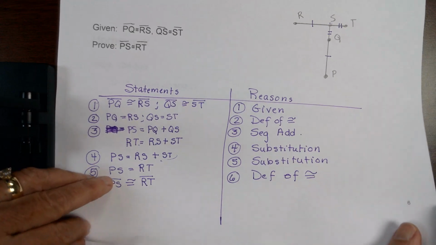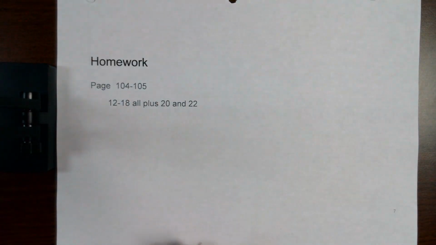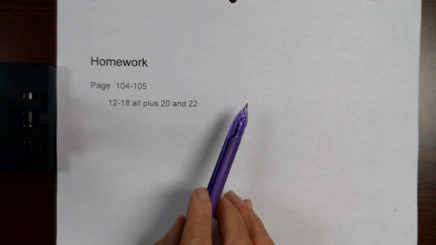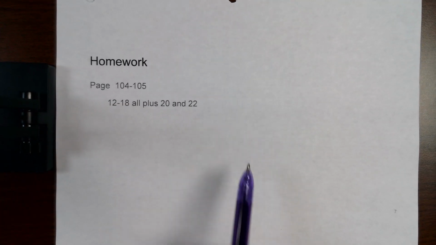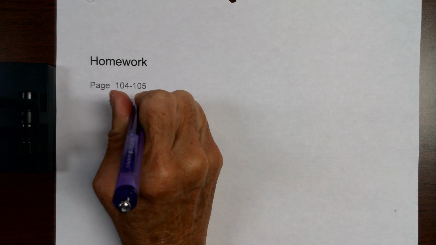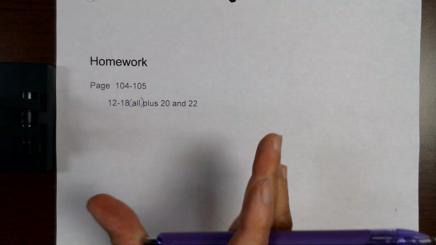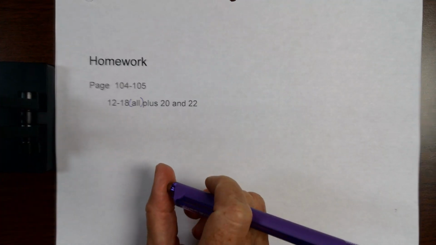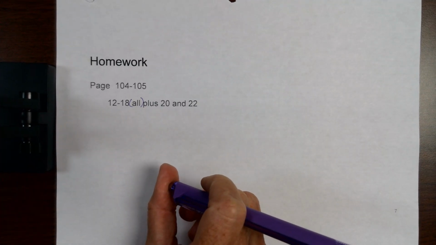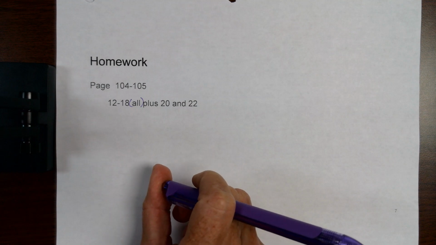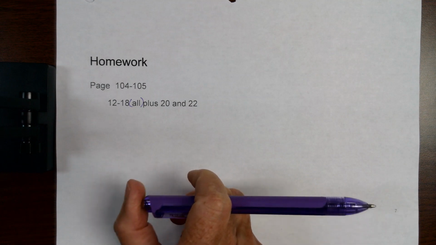All right, your homework on this is page 104 through 105, 12 through 18 all, plus 20 and 22. Now these two are proofs. Now, this is going to be difficult. I just encourage you to do what you can do with it, see how far you can get, and the more you do them, the better you're going to get.